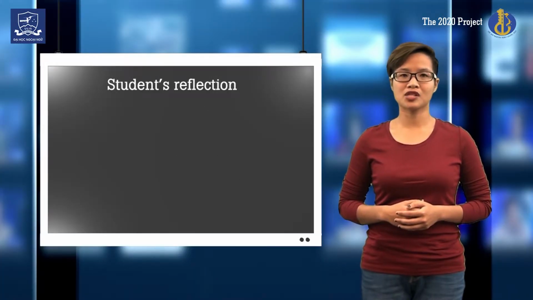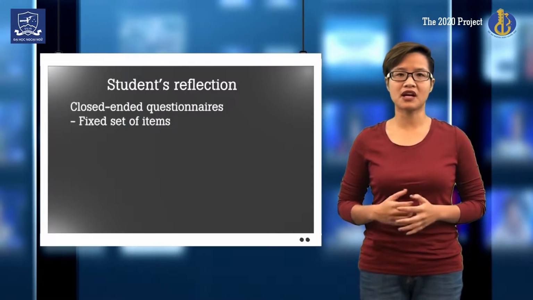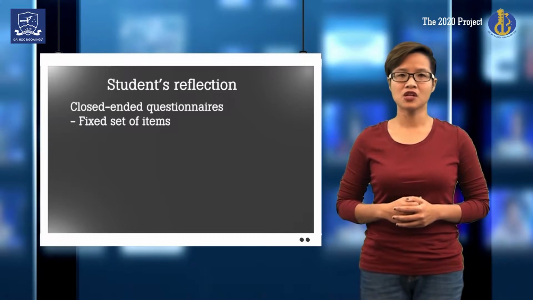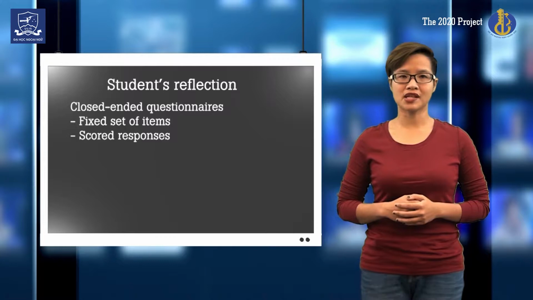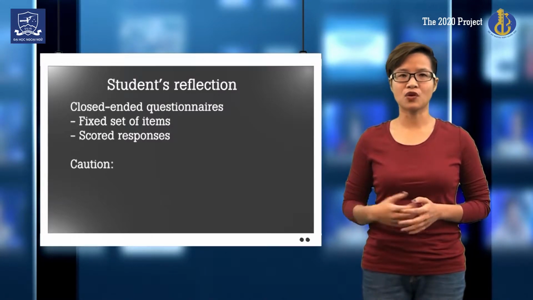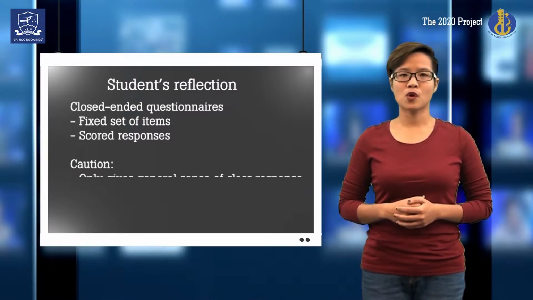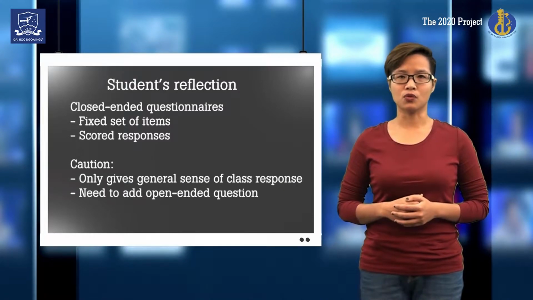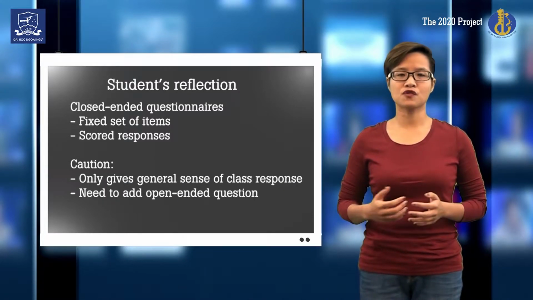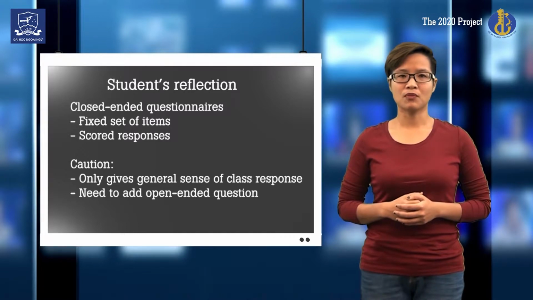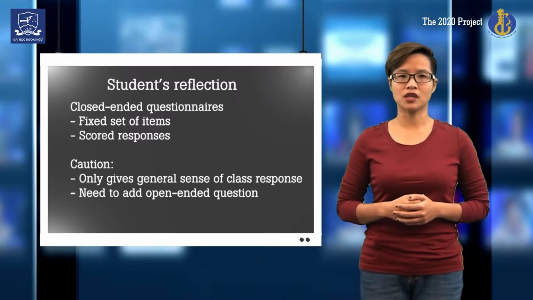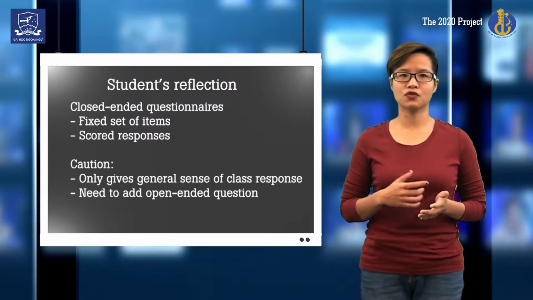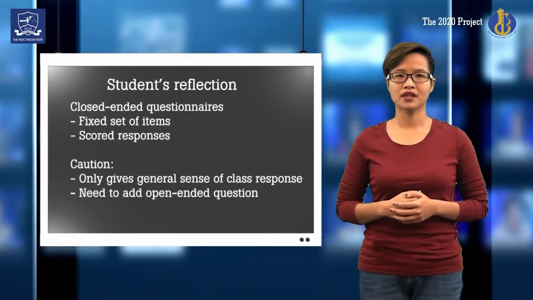Another type is closed-ended questionnaires. These questionnaires involve using a fixed set of items to solicit responses to certain characteristics of a course. Responses are scored on a scale of 1 to 5, 1 to 7, or are multiple choice. These questionnaires are often machine scoreable, making them a good choice for any class size. For example, the way the course content is structured is clear and logical to me. Strongly disagree is 1 to 5 to strongly agree.